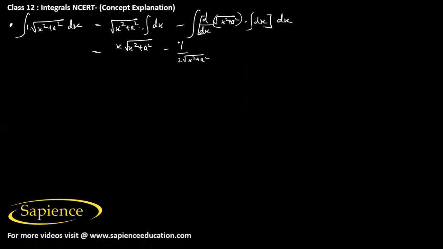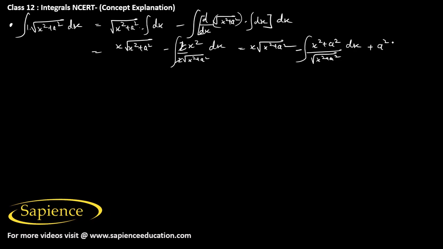and this is into 2x, so this will be 2x square integral dx. So 2 and 2 will cancel, so this we can write as x into square root of x square plus a square, then minus x square plus a square by square root of x square plus a square dx. So minus a square has been added, so we need to add a square also. So plus a square integral dx by square root of x square plus a square.